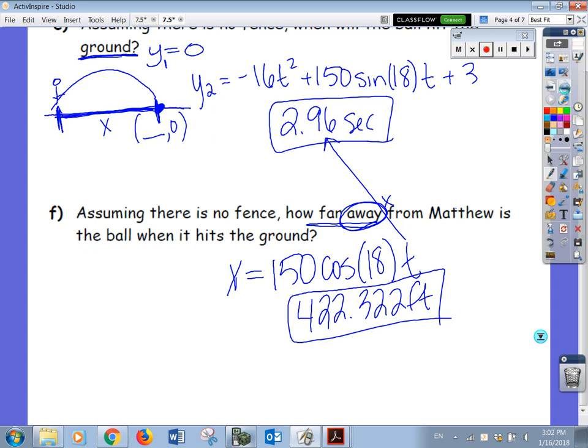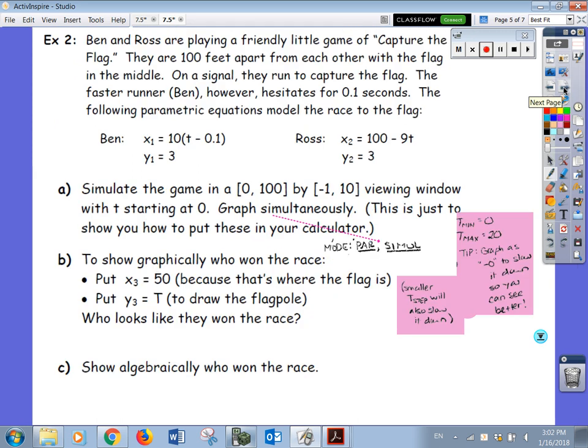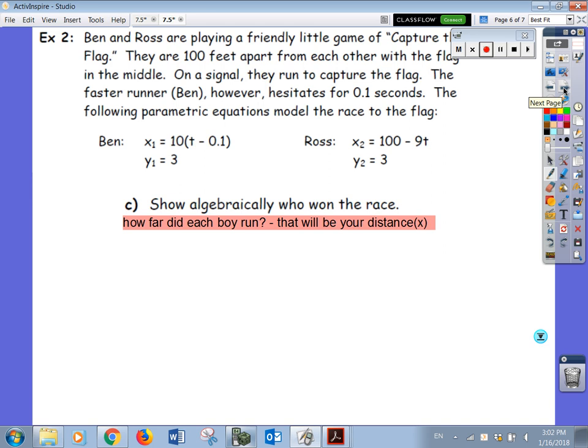All right, the next one, we're actually going to skip the calculator part, because if you do this on the calculator, the answer is Ben or Ross. And you writing the word Ben or the word Ross down doesn't tell me that you know how to do it, so we don't really assess that. If you'd like me to show you how to do that in the calculator, I will absolutely do that. But what we really are concerned about is the algebraic part. So algebraically, who won the race? That's number 2, letter C. We are not going to do that one graphically unless you want me to show you.